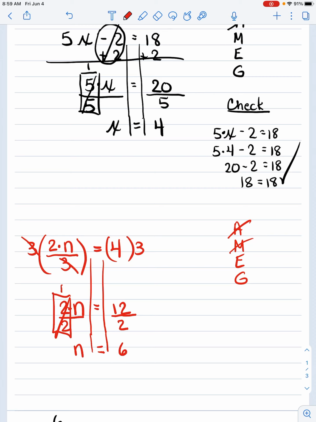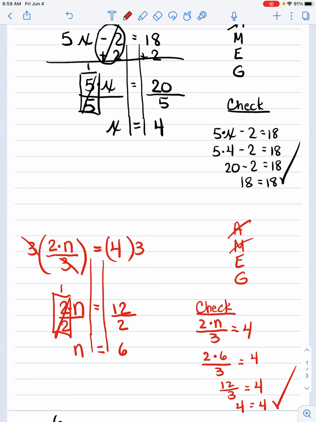Well, let's do our check. We need to give ourselves that pat on the back. 2 times n over 3 equals 4. Okay, substitute in 2 times 6 over 3 equals 4. 2 times 6 is 12. 12 over 3 equals 4. 4 does equal 4. And give yourself a pat on the back.